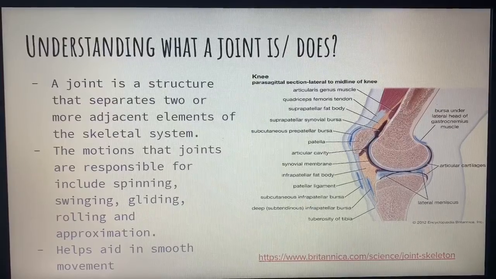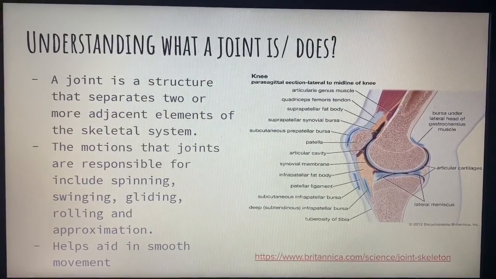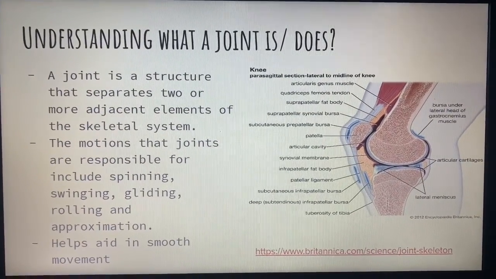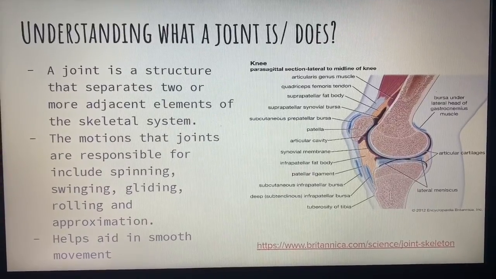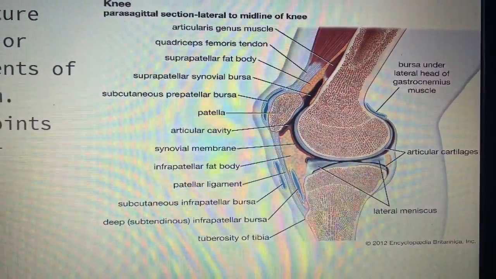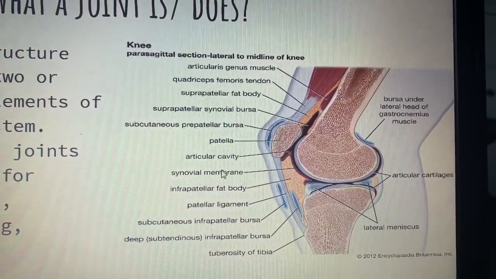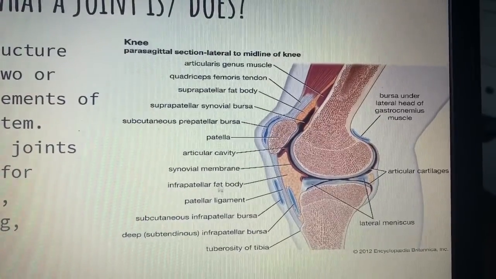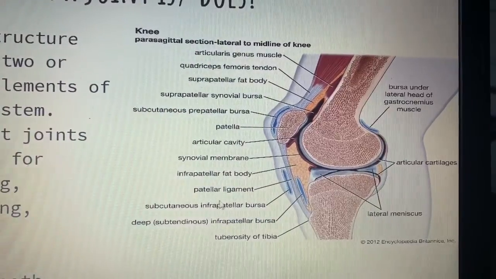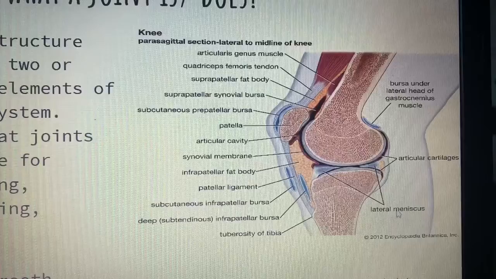Understanding a joint: a joint is a structure that separates two or more adjacent elements of the skeletal system. The motions that joints are responsible for include spinning, swinging, gliding, rolling, and approximation. It helps aid in smooth movement. So over here is an example of a knee joint. You can see the patella, the articular cavity, the synovial membrane, the infrapatellar fat body, and the patellar ligaments, as well as the cartilage and the lateral meniscus.